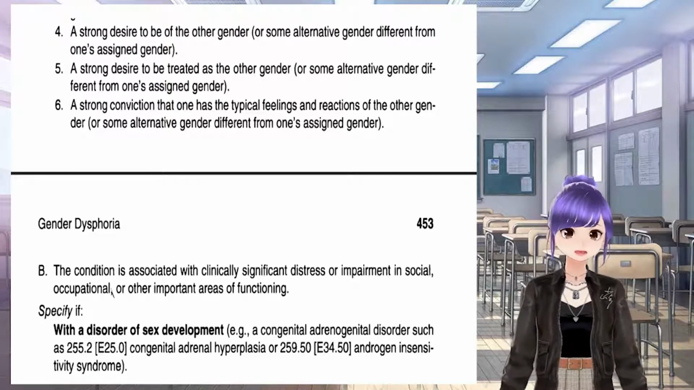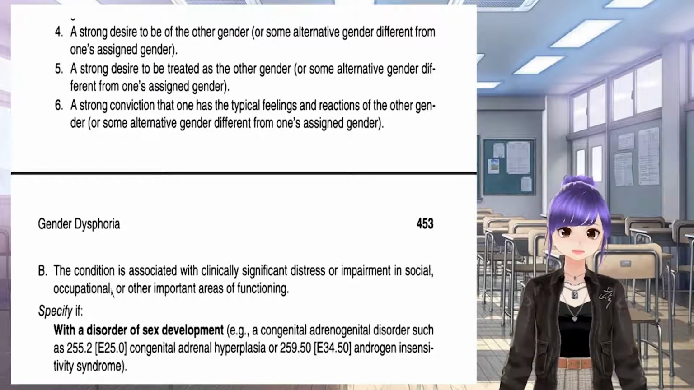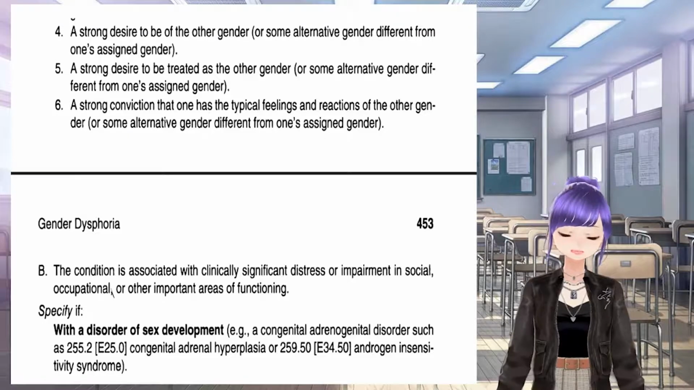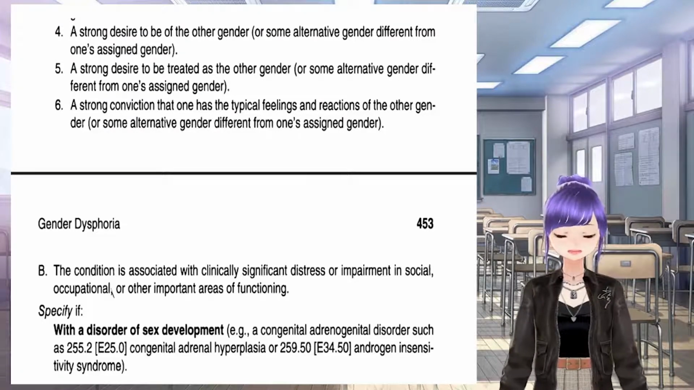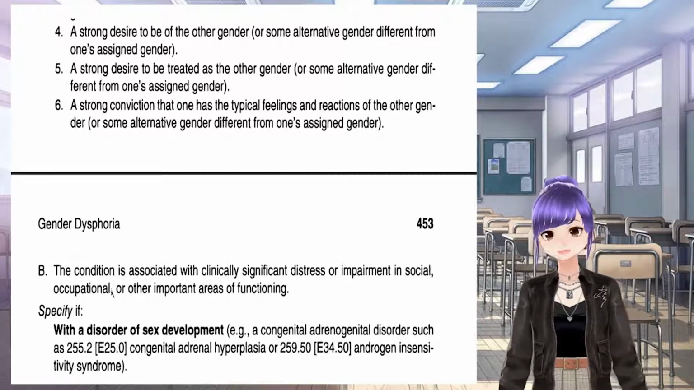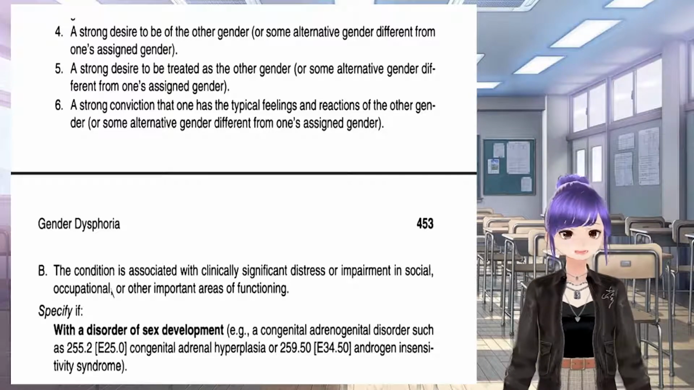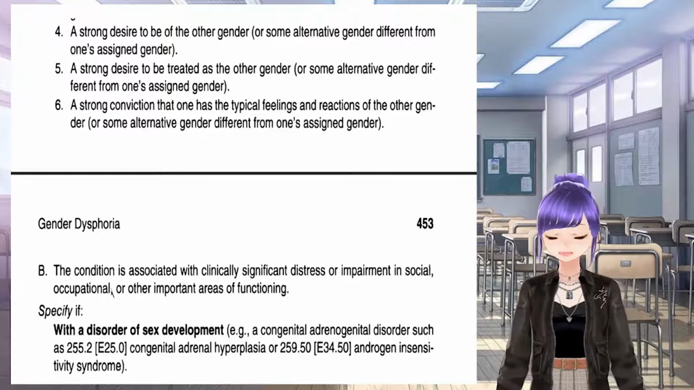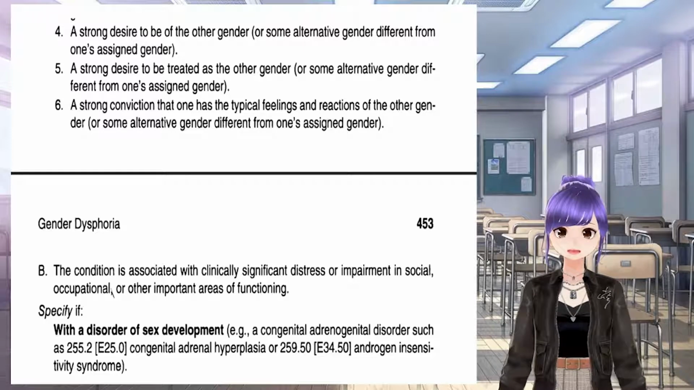Number 5, a strong desire to be treated as the other gender or some alternative gender different from one's assigned gender. And number 6, a strong conviction that one has the typical feelings and reactions of the other gender or some alternative gender different from one's assigned gender. Letter B, the condition is associated with clinically significant distress or impairment in social, occupational, or other important areas of functioning. And of course, specify if there is a disorder of sex development.